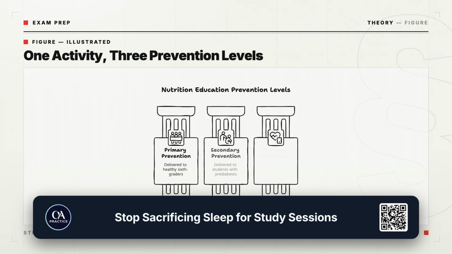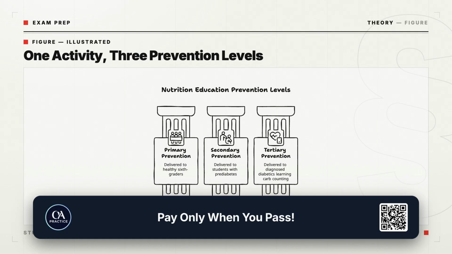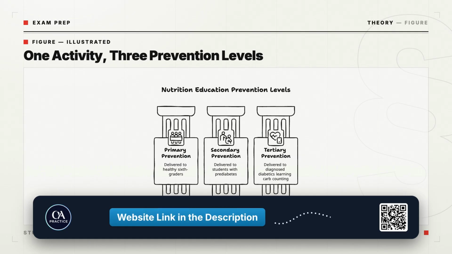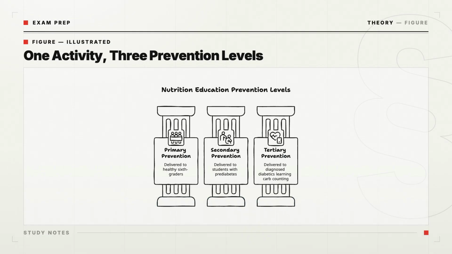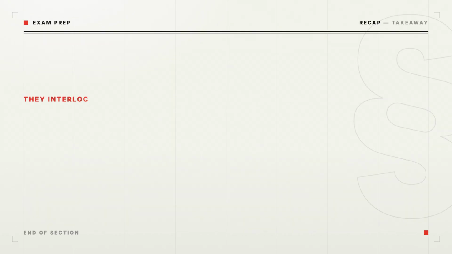The same activity can land at different prevention levels depending on who receives it. Teaching nutrition to a healthy class is primary prevention. Teaching it to students with pre-diabetes is secondary. Teaching it to diagnosed diabetics learning carbohydrate counting is tertiary. The teaching itself doesn't set the level. The population status and purpose do.